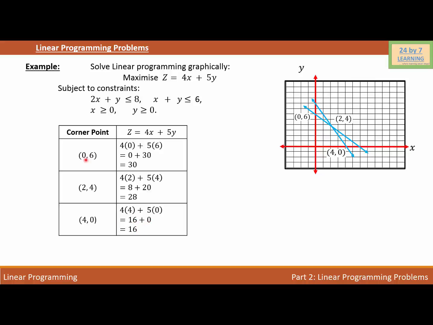As you can see, the value at point (0, 6) is 30, at (2, 4) is 28, and at (4, 0) is 16. Out of these three values, the maximum value is 30. So this is my maximum value. In other words, we can say that the linear programming problem has a maximum value of 30 at the point (0, 6).